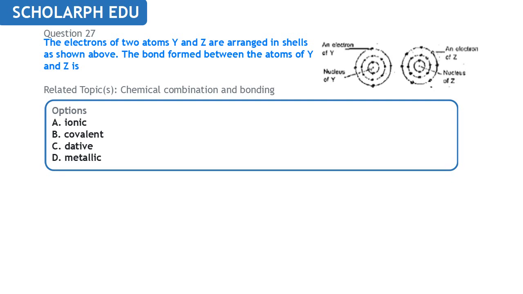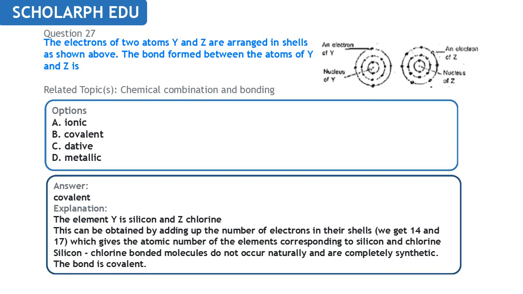Now the best way to answer this question would be to determine the elements whose atoms are represented as this. And how do you do that? First we are going to find the atomic number, and that is by counting the number of electrons that we have here. So here we have 2 electrons, here we have 8, and here we have 4. 2 plus 8 plus 4, that will be 14. And 14 is the atomic number of silicon. For this one here, we have 2, 8, and then 7, that is 17, which is the atomic number of chlorine. So that means that the element Y is silicon, the element Z is chlorine.